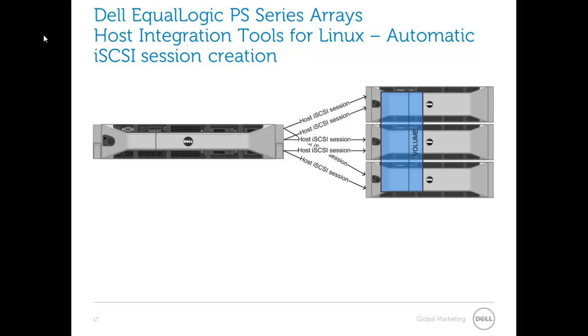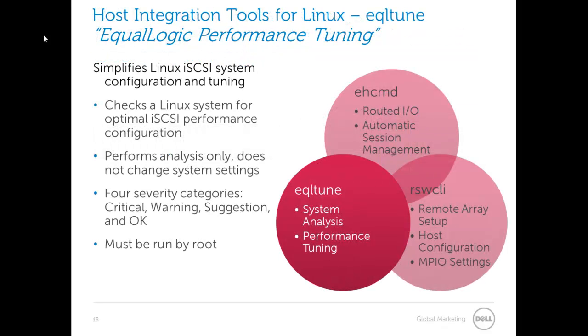Let's move on to EQLTune. EQLTune checks your Linux system for an optimal iSCSI performance configuration. EQLTune in verbose mode will tell you which parameter has to be changed, what to change the parameter to, and how to change it. EQLTune performs analysis only. It does not change any system settings. Again, the output of EQLTune is put into 4 severity categories: critical, warning, suggestion, and OK.